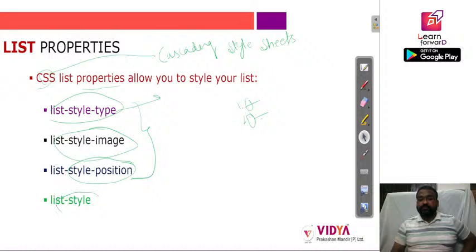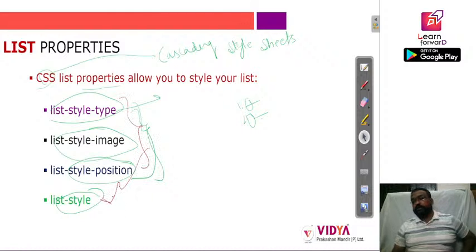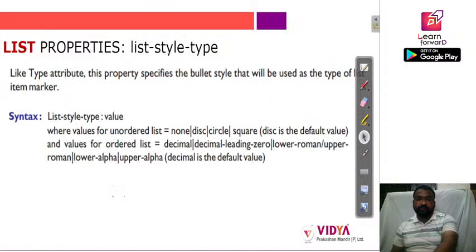And at the last we have this list style, which is a combination of all these three properties. That means with the help of this property, you can combine all these three properties into a single one. Let's see some examples of this.